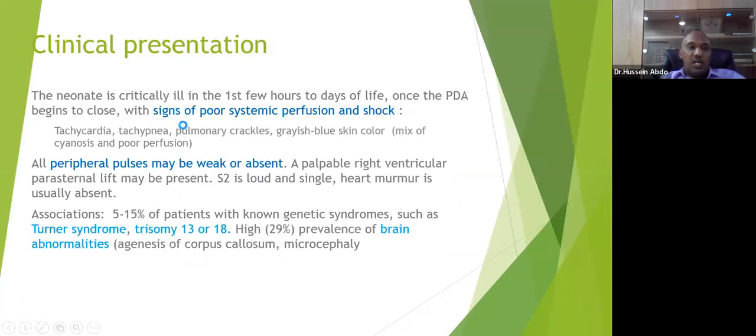The clinical presentation is like the ductal dependent left side lesion. They present with signs of poor systemic perfusion and shock. The peripheral pulses may be weak, and this lesion is usually associated with syndromes like Turner, trisomy 13 or 18, and they are usually associated with brain anomalies. So in every patient with hypoplastic left heart syndrome, it is mandatory to do at least a brain ultrasound to exclude brain anomalies.